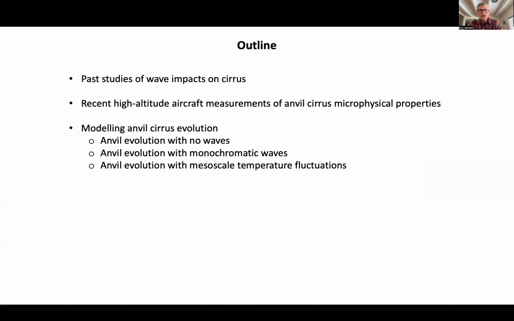Okay. So a quick outline of what I'm going to cover. First, I'm going to briefly talk about past studies of wave impacts on Cirrus and how this study fits in. And then I want to show some recent high altitude aircraft data showing the microphysical properties of Anvil Cirrus in the tropics. And then the modeling, looking at the evolution of Anvils with no waves, with these monochromatic waves, and with the mesoscale temperature fluctuations.